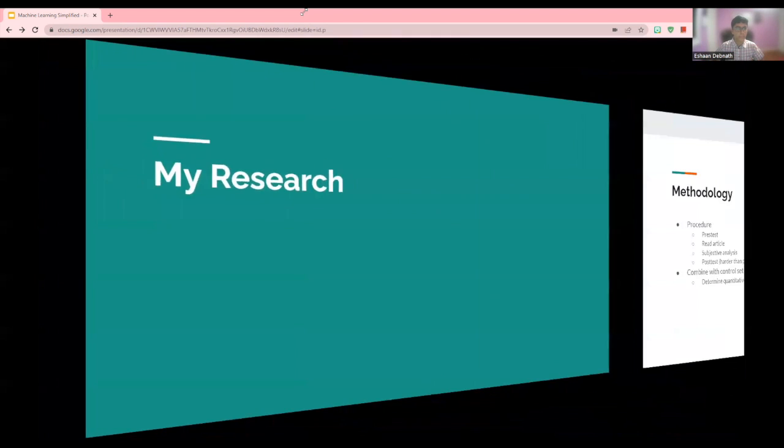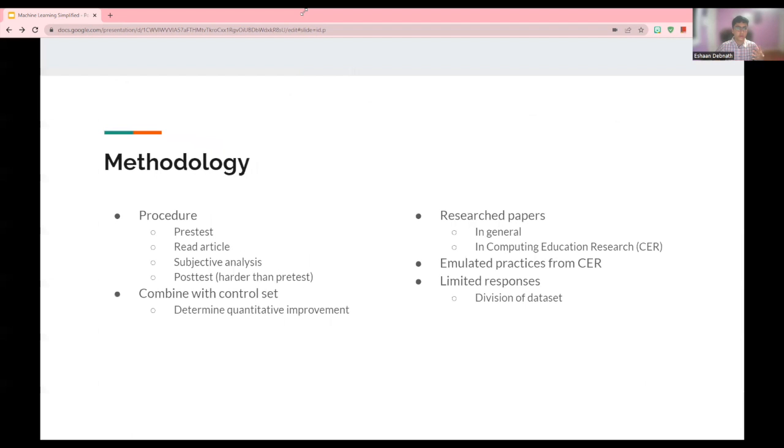My research. To judge the efficacy of these articles, I performed a study using anonymous surveys. For each article, I gave the respondents a pre-test and a harder post-test. I also took a control sample of 10 people who filled out the set of questions from all 5 articles. This design was inspired by other research papers in the field of computing educational research, or CER, as well as the typical methodology of research papers in general.